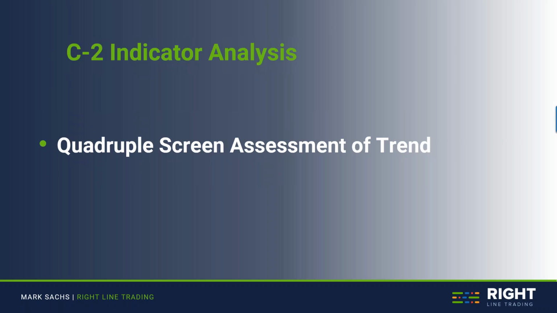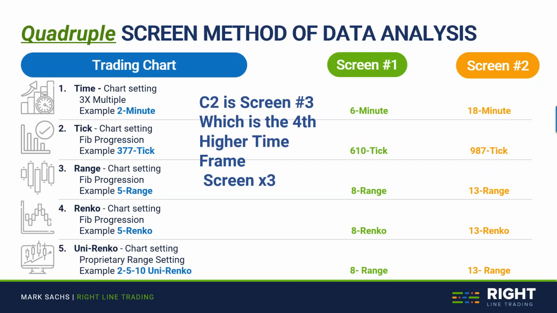So we went one step further and we added what we call the C2 indicator. And what that does is bring in a fourth time frame. So now we're not looking at triple screen analysis, we're looking at quadruple screen analysis or assessment. And what that does, it gives you a higher probability that you're in a strong trend.